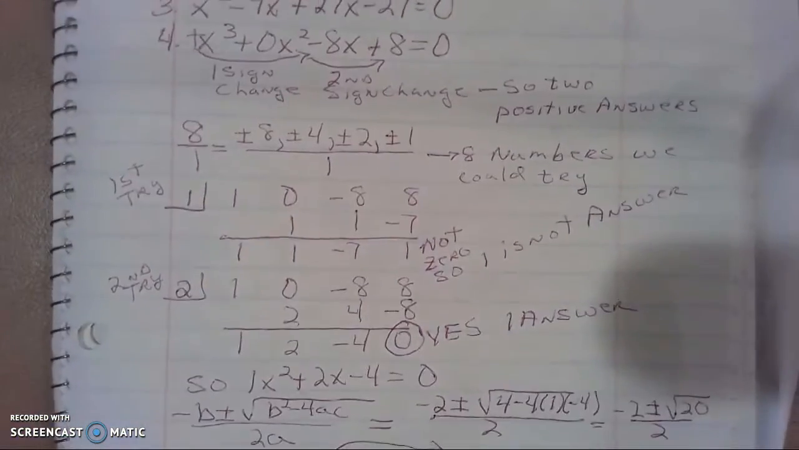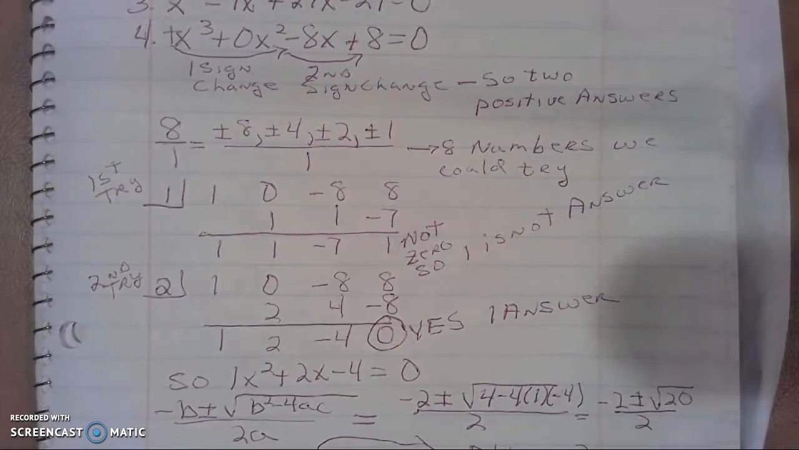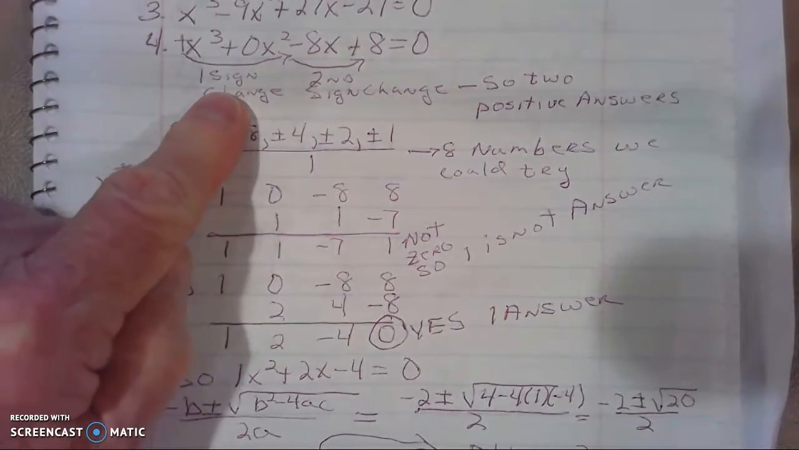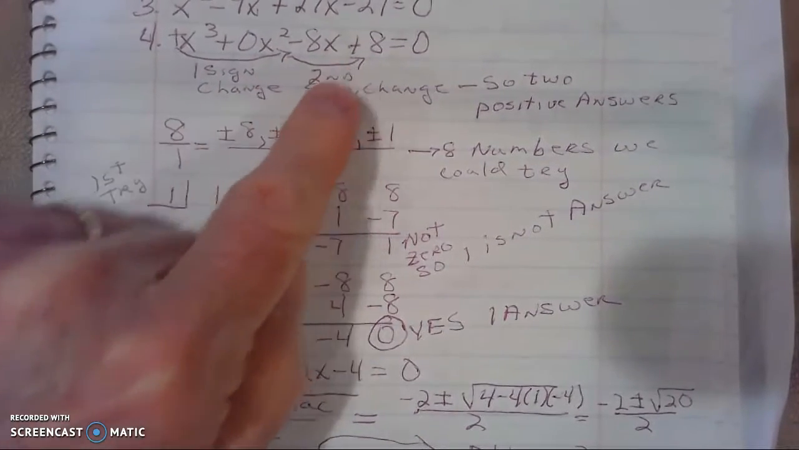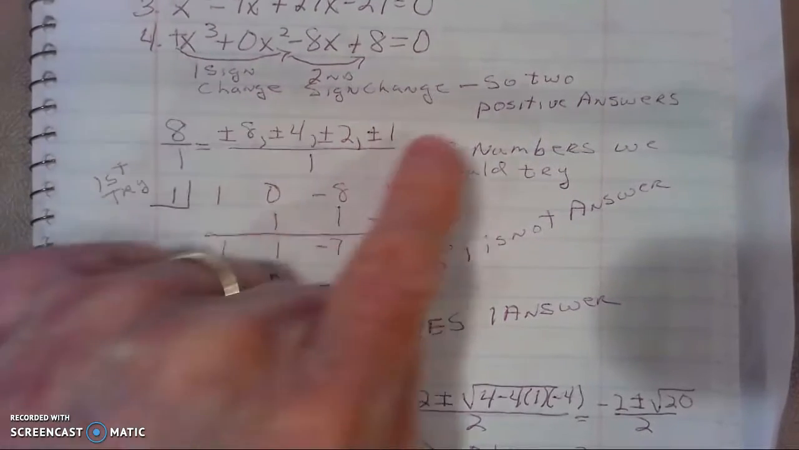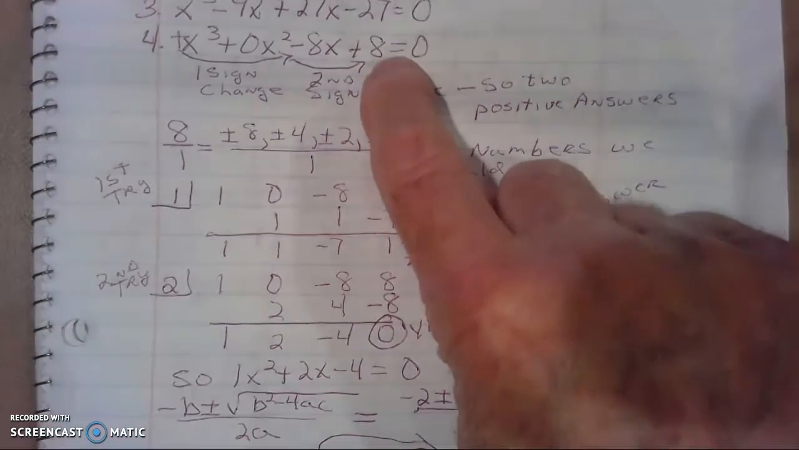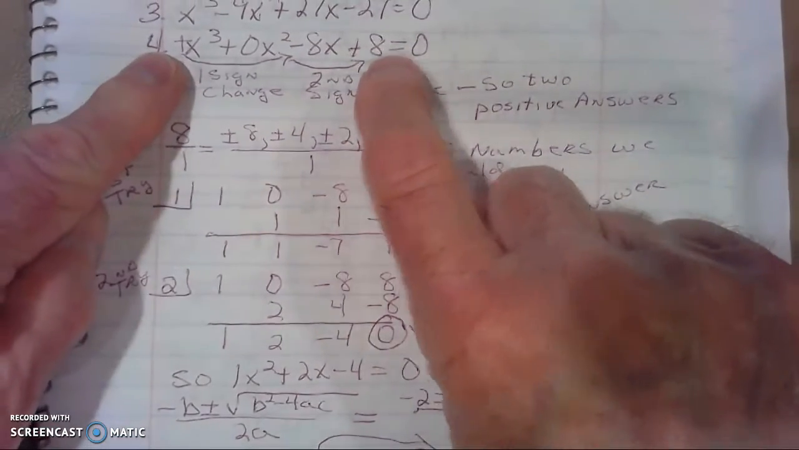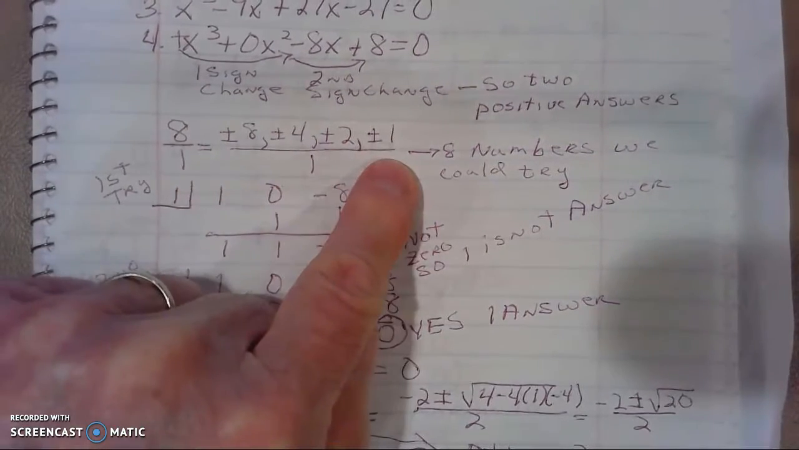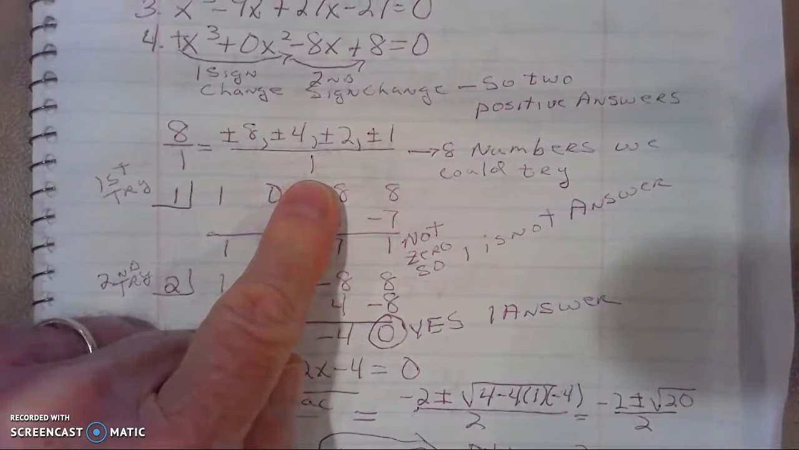Number 4, 4x cubed plus 0x squared minus 8x plus 8. Okay, from here, positive to negative is 1 sign change, and from negative to positive is a 2nd sign change. So that means 2 of my 3 answers are positive. I put this number 8 over the 1 that leads everything off. The possible factors of 8 are listed there: 8, 4, 2, and 1. The possible factors of 1 are just 1.